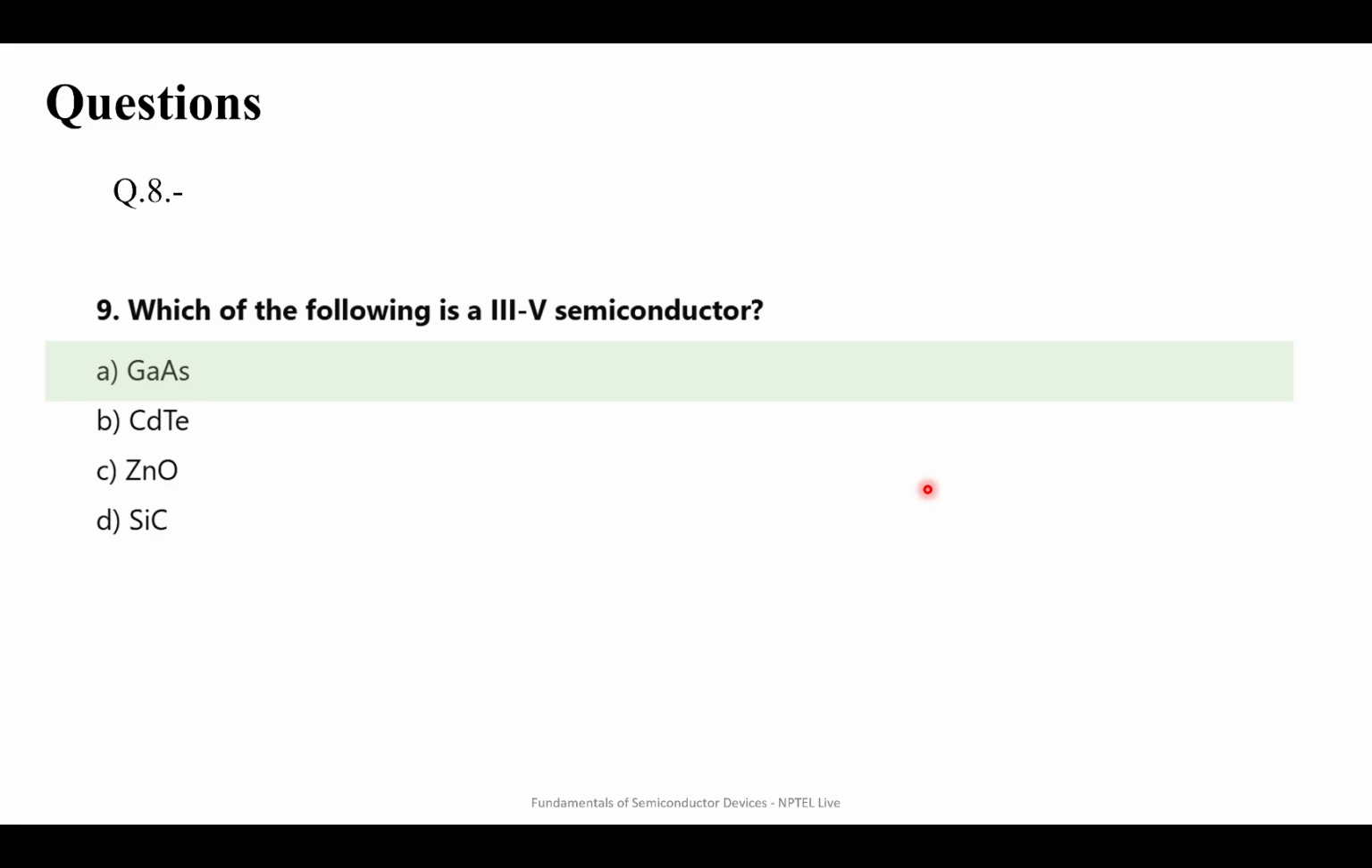Zinc is a transition metal. Silicon carbide, both are 4, so it is 4-4. Cadmium telluride is I think 2-6. And silicon carbide is a 4-4, I think, because silicon and carbon both are 4.